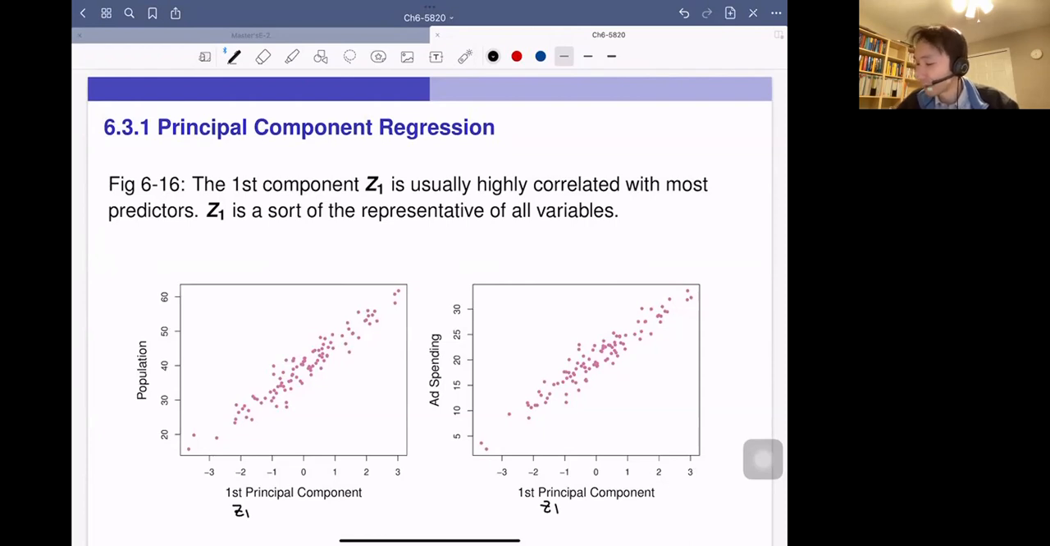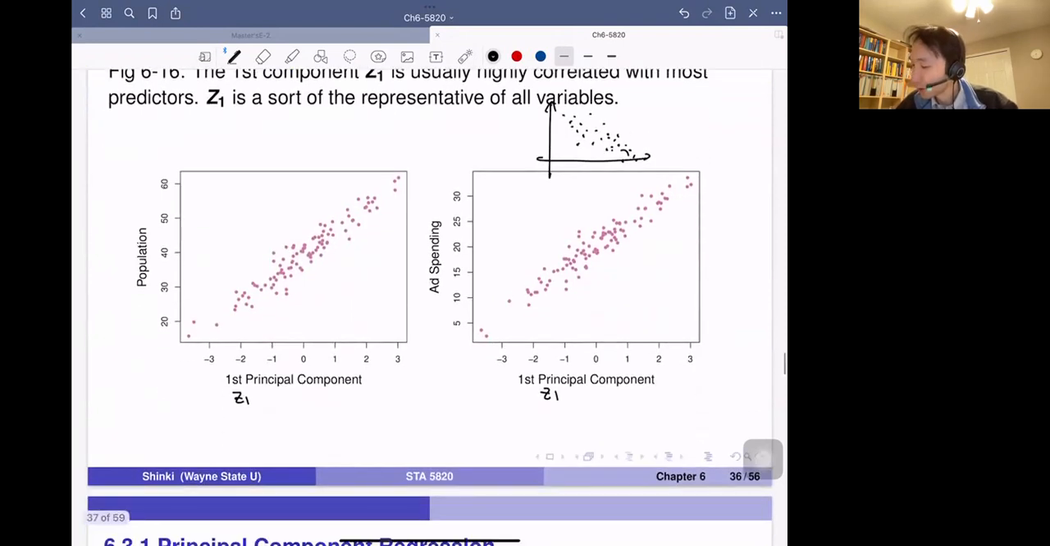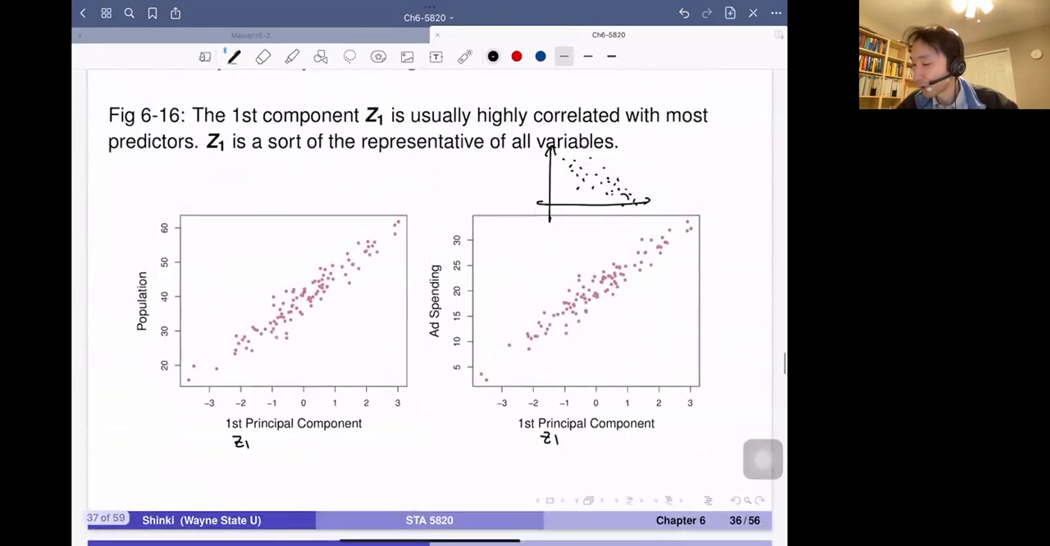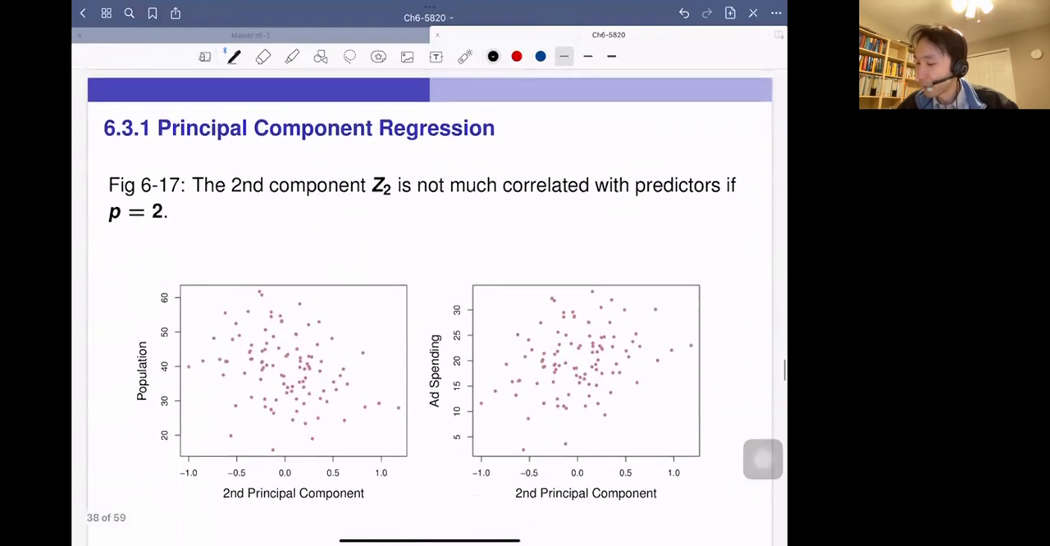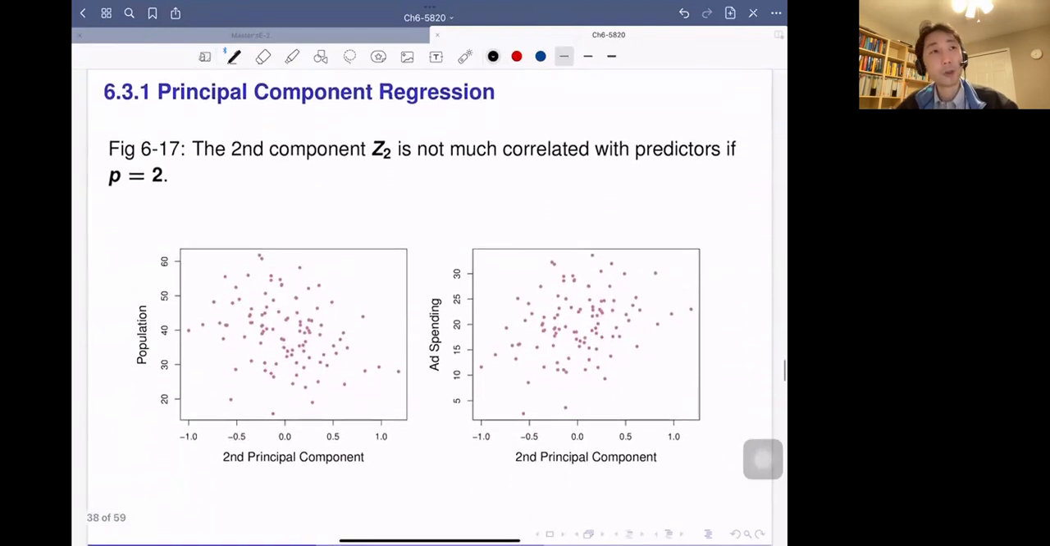Sometimes we have a negative relationship, but still high correlation in absolute value. So negative correlation is also possible. But most of the time, the majority of variables have high correlation with Z1. And Z2 is less relevant to the original data. If we think about the second principal component, it has lower correlation with these two.